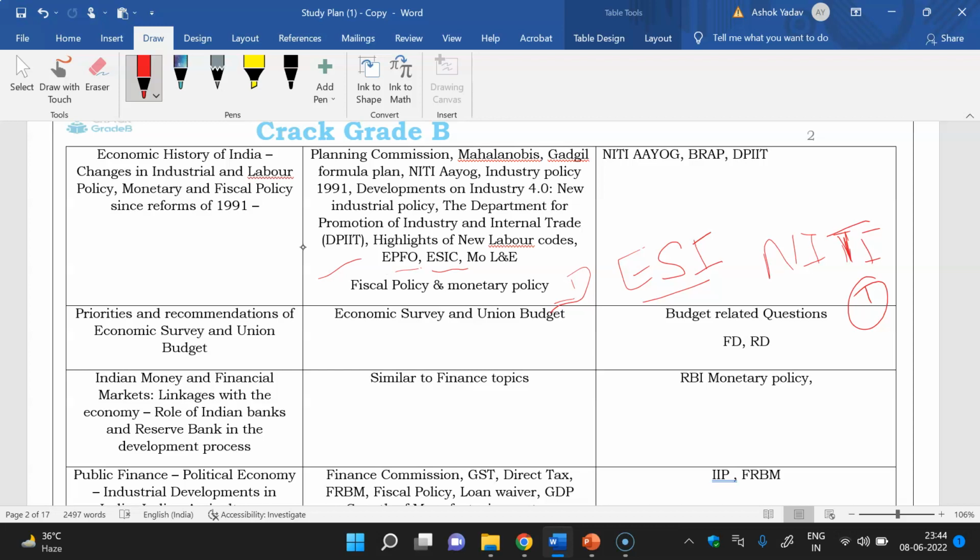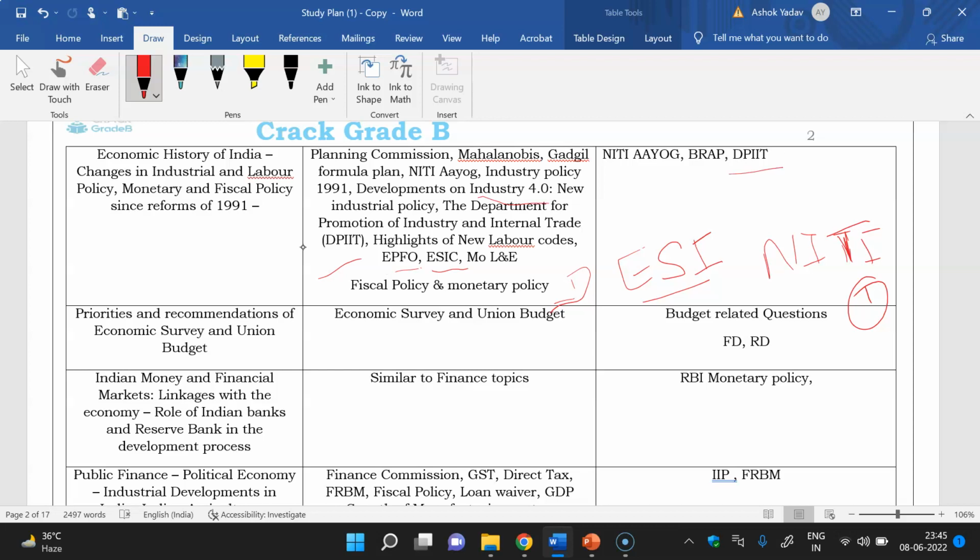And in planning, 5-year plans, specifically the Mahalanobis plan, Gadgil formula plan, Niti Aayog is very important. Industrial policy and new industry policy, that is in news, industry 4.0. Currently it has not been released, but in future they can release. Sometimes in 2018 or 19 they have asked the question on this industry 4.0. So if it is in news, it is very important.